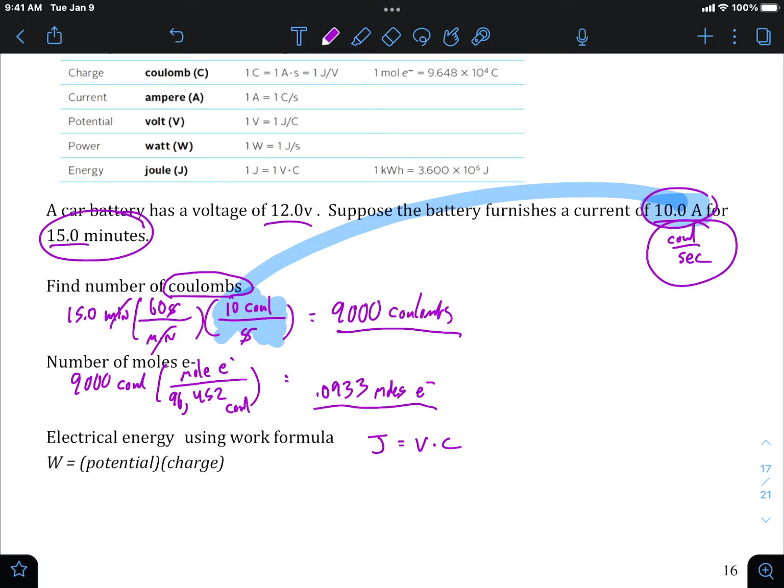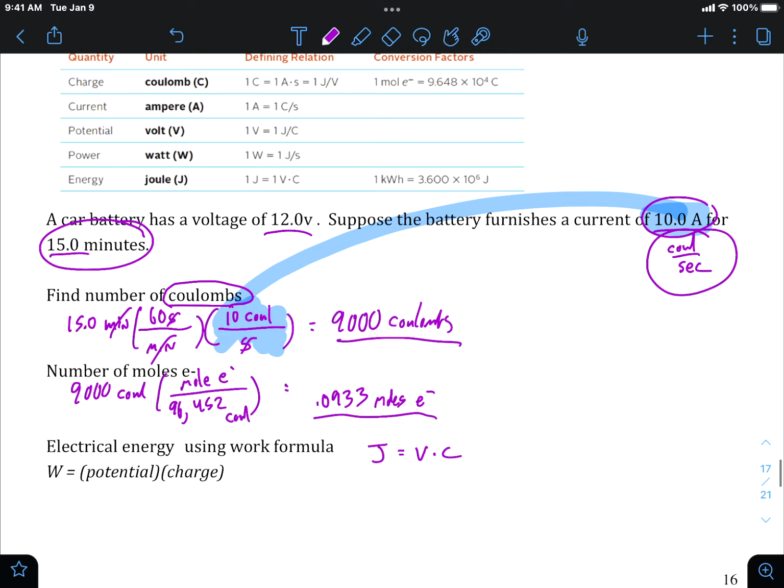So how many joules are we talking about? Okay, so the potential. Did they give us the potential? The potential is the voltage. So 12 here, let's write it this way. Probably easier for you to see if we write it in terms of its derivative units. So volts are joules per coulomb.